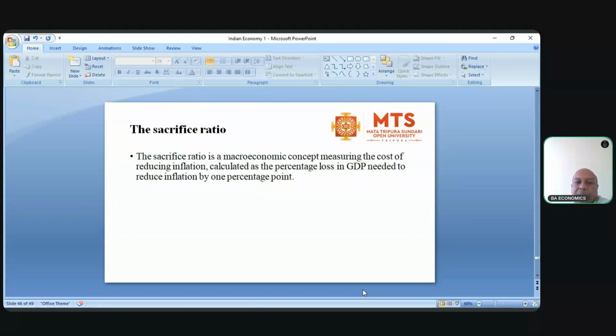It means if the government wants to reduce inflation, then GDP should decline. It means that for reducing inflation, common people or the government should sacrifice gross domestic product. And this ratio indicates this sacrifice. So the sacrifice ratio basically indicates, for reducing 1% inflation, how much percent GDP in any economy should be reduced.